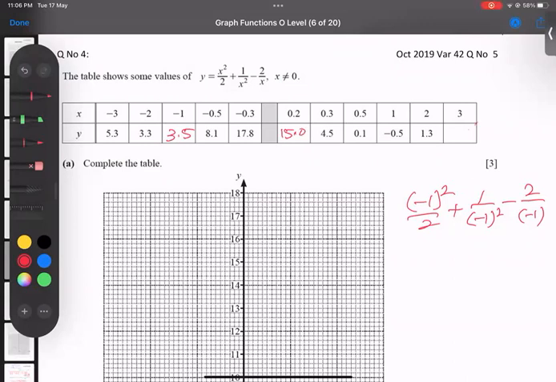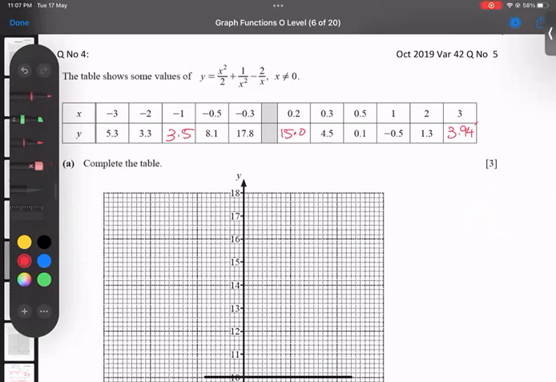Now replace this 3 in every x. So what answer turns out to be? Let's see. 3 squared, 9, divided by 2, plus 1 divided by 3 squared, 9, and -2 divided by 3. Let me check. Yeah, I'm getting 3.944. So this is okay. Now the values are very, very clear to us. Now I'm going to plot it. Get ready.